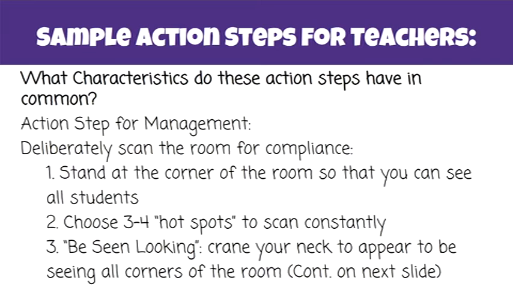Okay, so we're going to take a look at the action step examples here. I want you to look at the characteristics that these action steps have in common. So go ahead and pull out your Get Better Faster scope and sequence. You'll see that it is broken down into a management column and a rigor column. Each one of them has action steps.